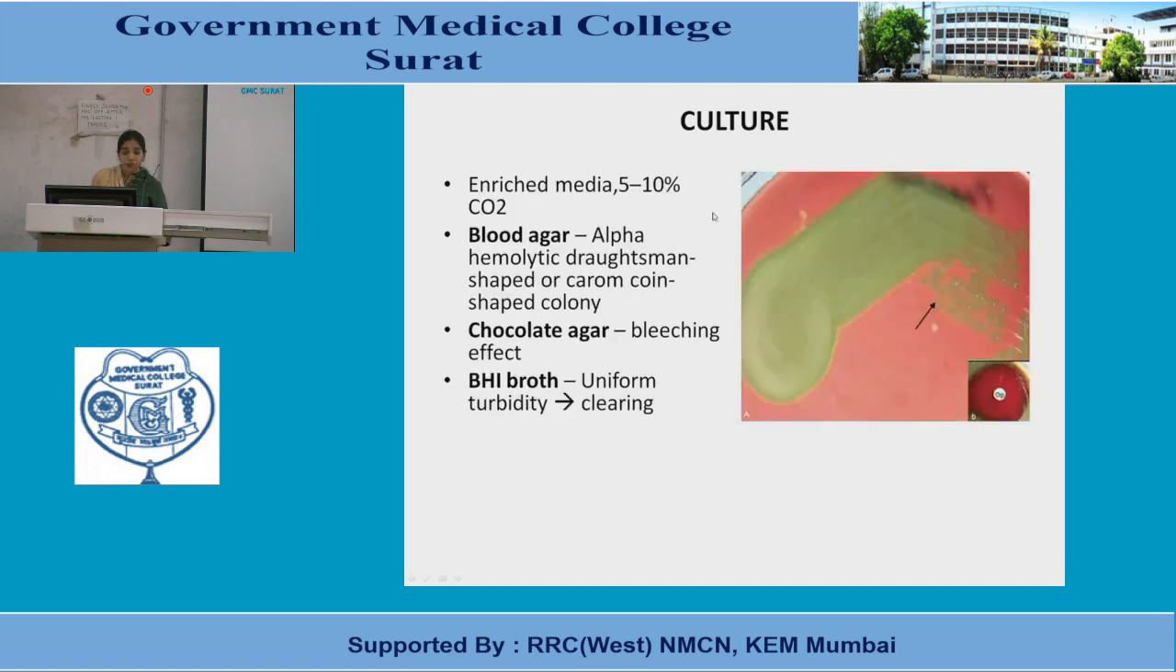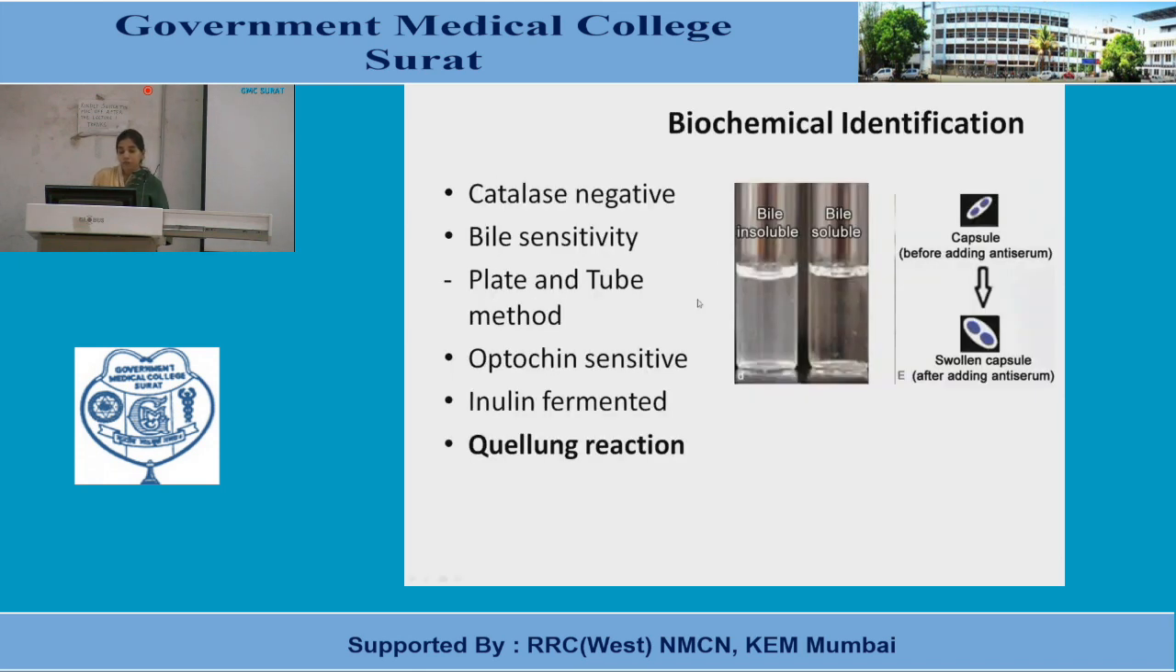For culture, enriched media with 5 to 10% CO2 is used. On blood agar, alpha hemolytic draughtsman-shaped or carom coin shaped colonies can be seen. On chocolate agar, a bleaching effect is seen, and in brain heart infusion broth, uniform turbidity growth is seen. Further, if colonies grow, biochemical identification is done by the catalase test, which is negative.